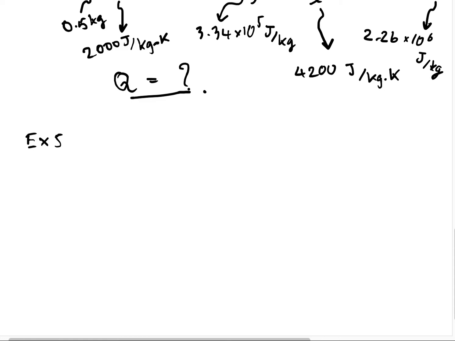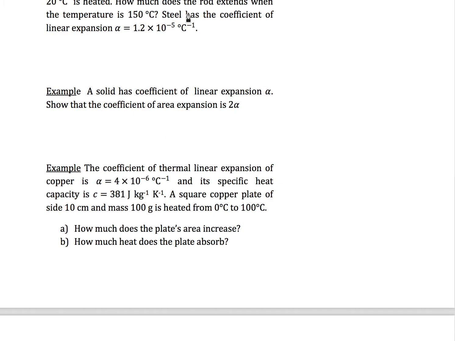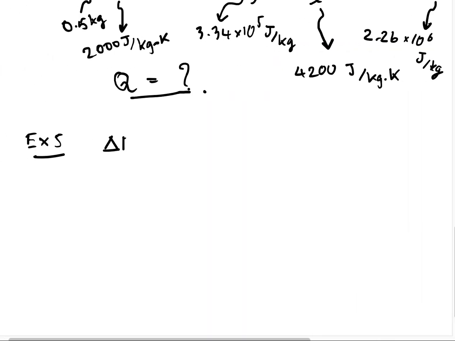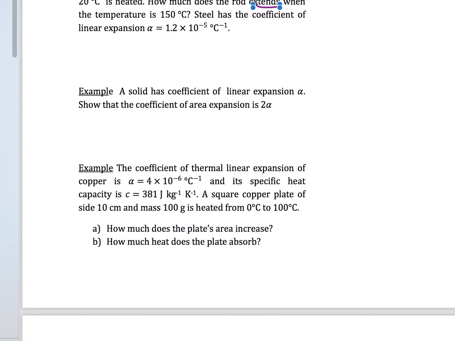What you want to do is find, so how much does the rod extend? This word extend tells you that you want to find the delta L. And delta L here is L0 times alpha, the coefficient, times delta T. You are given all the values in the question, so you can use the calculator to find the final value very easily. And then example 6.